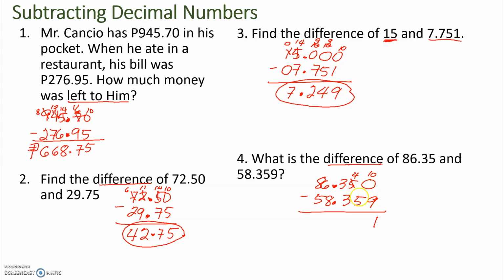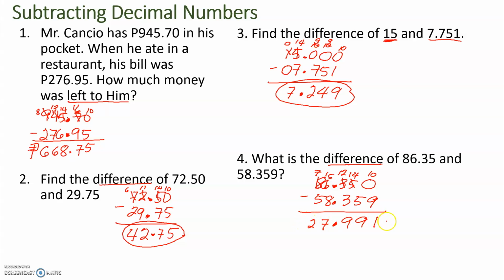4 minus 5 cannot be. So we will borrow from 3. 3 becomes 2 and 4 becomes 14. 14 minus 5 equals 9. 2 minus 3 cannot be again. So we will borrow from 6. 6 here becomes 5. And 2 here becomes 12. 12 minus 3 equals 9. Bring down the decimal point. 5 minus 8 cannot be. So we will borrow from 8. 8 here becomes 7. And 5 becomes 15. 15 minus 8 equals 7. And then 7 minus 5 equals 2.